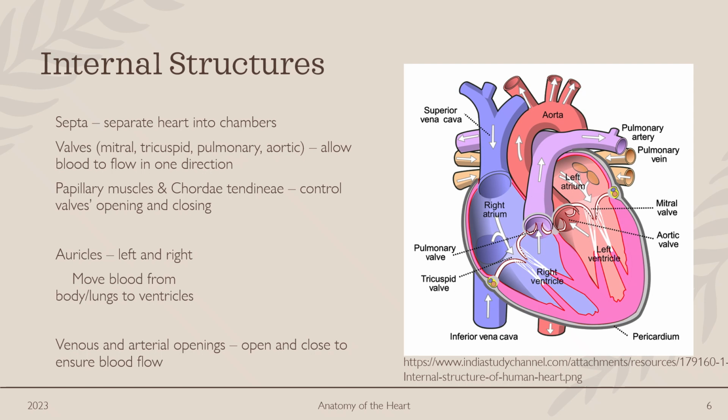The auricles are surfaces that expand as the heart fills with blood. The auricles collect blood from the lungs and the rest of the body to return to the left and right ventricles. The venous and arterial openings also work to ensure that blood flows in the correct direction. They open and close in order to allow blood to flow in one direction while preventing the backflow.